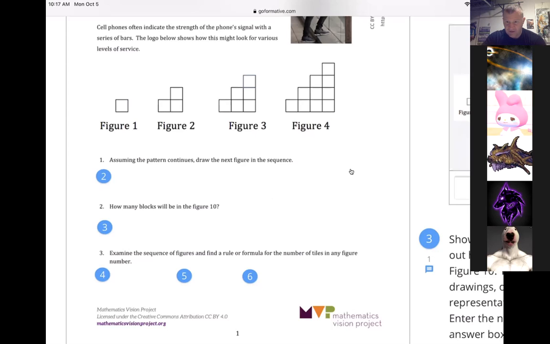Bay, I'm just reading your question. Yeah, it's the total number of boxes in figure 10 for number 3, not just the bottom row. Brandon was right. Ashton, you can go on ahead, work through 3 and 4 and 5 and 6 if you can. Brandon was right about that too.